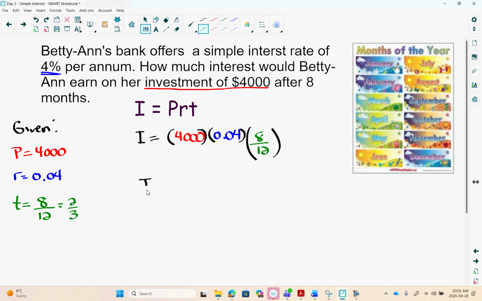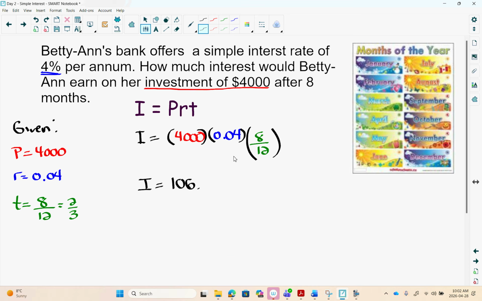If I do this, how would I do that calculation in my calculator? You're going to go 4,000 times 0.04 times 8, and then do what in the end? Divide by 12. Okay, so let's do that. What's 4,000 times 0.04 times 8? That gives me 1,280, and I'm going to divide that by 12. Okay, I don't even have to hit equals after I do the multiplication. What do I get for an answer?